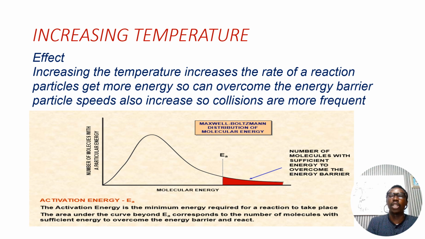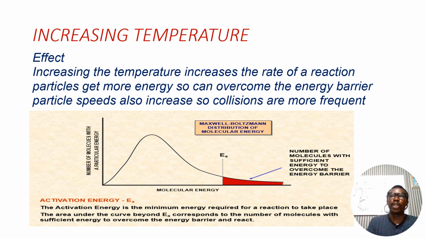The essence of collision is for the reactant particles to generate energy that is equal to the activation energy or more than the activation energy, so that they can overcome the energy barrier for the reaction to take place. Temperature is one of the factors that brings about an increase in the frequency of collision of the reactant particles. So, we want to see the effect of temperature on the rate of reaction. It has been proven scientifically that for every 10 degree rise in temperature, the rate of reaction doubles.